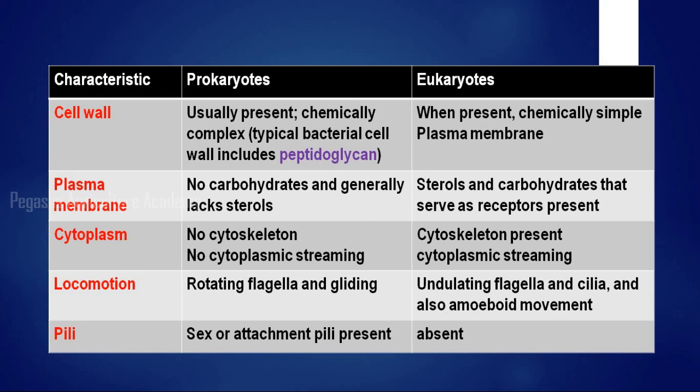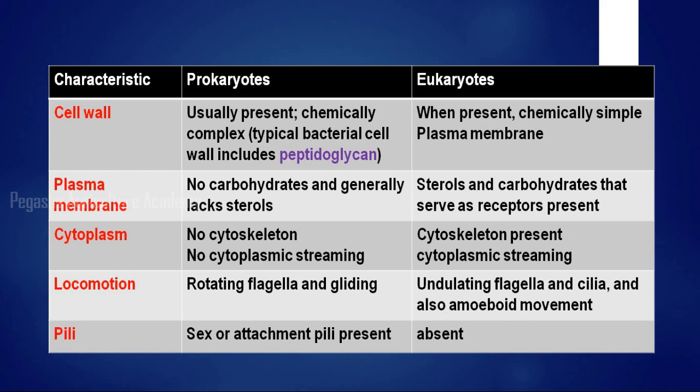The cell does not have any complex materials or lipid complexes that make its structure complicated. In the plasma membrane, prokaryotes do not have any carbohydrates, and generally they lack sterols. In eukaryotes, sterols and carbohydrates are present. Sterols are lipid structures which give mechanical strength to the cell. Sterols are present in eukaryotes and absent in prokaryotes.